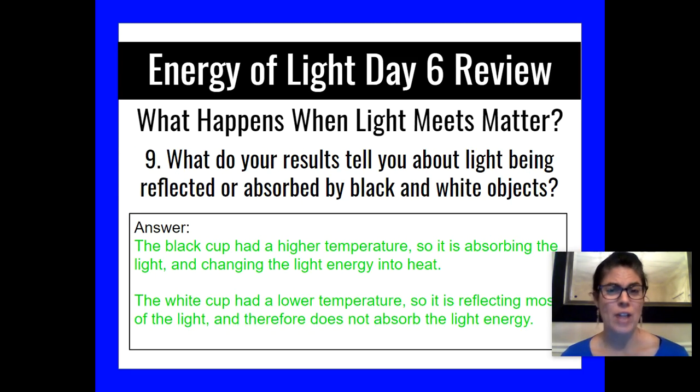And the last question asked you to really think about what you were observing yesterday. What do your results tell you about light being reflected or absorbed by black and white objects? I wrote, the black cup had a higher temperature, so it is absorbing the light and changing the light energy into heat. The white cup had a lower temperature, so it is reflecting most of the light and therefore does not absorb the light energy. Now, obviously, it did absorb some because the temperature rose, but not as much as the black cup.